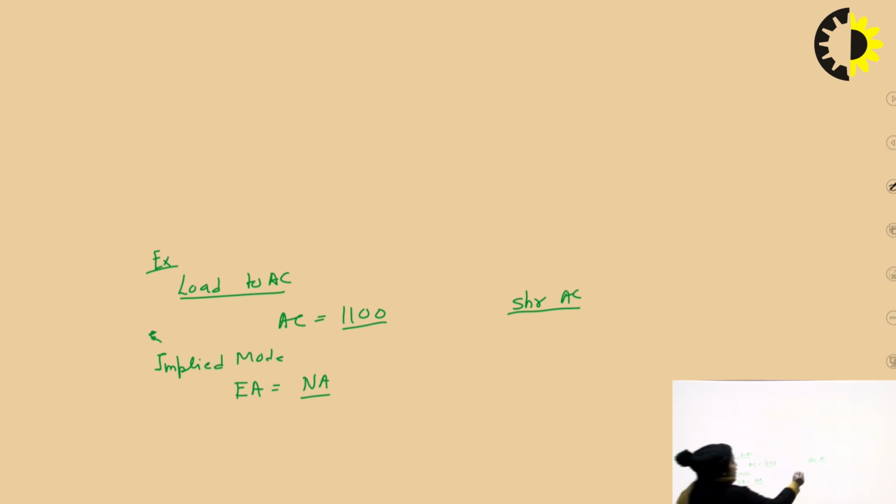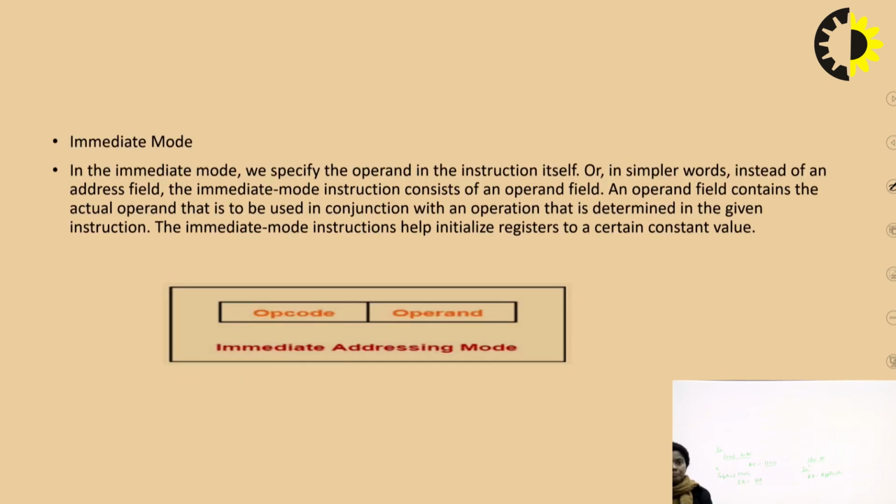In the implied mode, this particular effective address has to be written, and what is it? That is applicable. You do not write the answer or the response of SHR AC. You have to write only the effective address, and in the implied mode it is applicable in this situation.